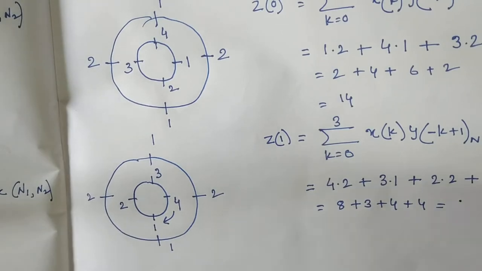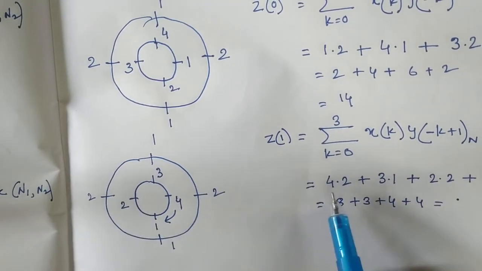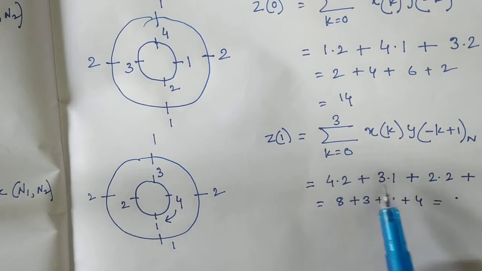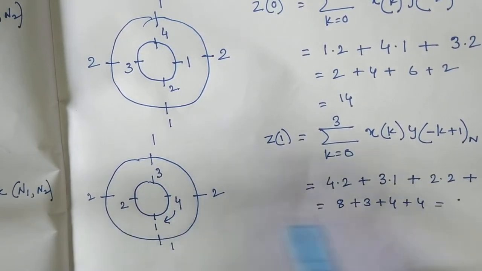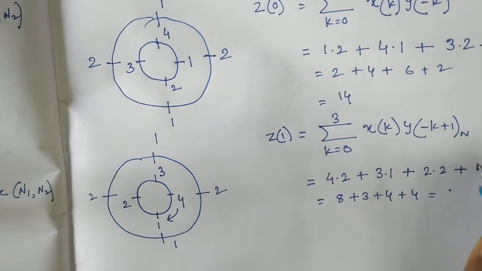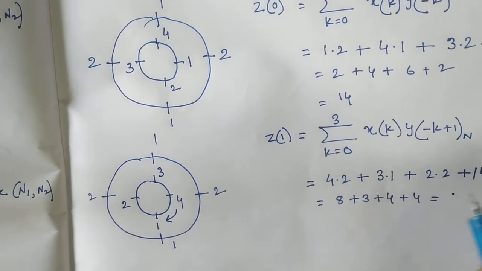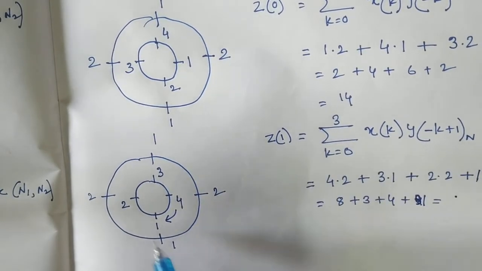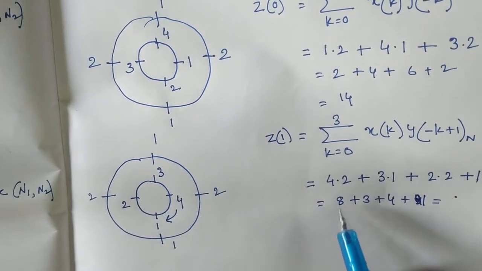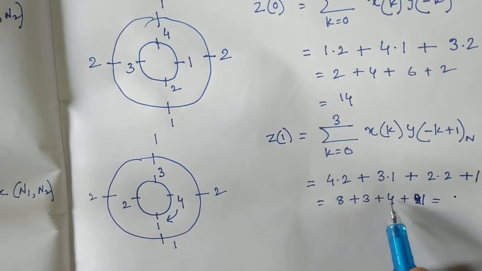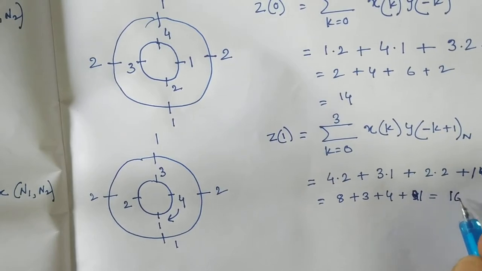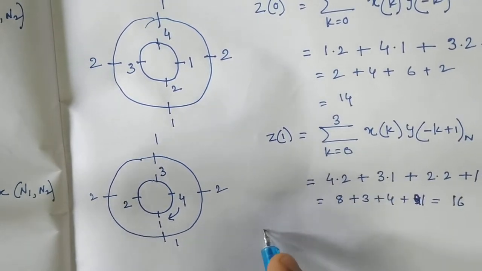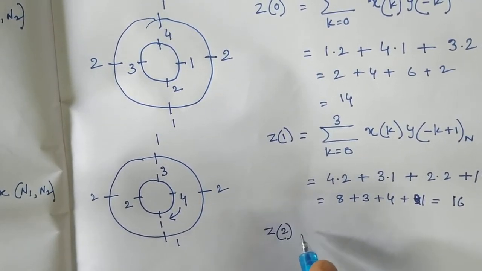Okay. So it will be 2 into 4 plus 3 into 1 plus 2 into 2 plus 1 into 1. It will be 1 actually. This is 1. 1 into 1. So 8 plus 3, 11 plus 4, 15 plus 1, that is 16. Same way, we'll go for Z2.